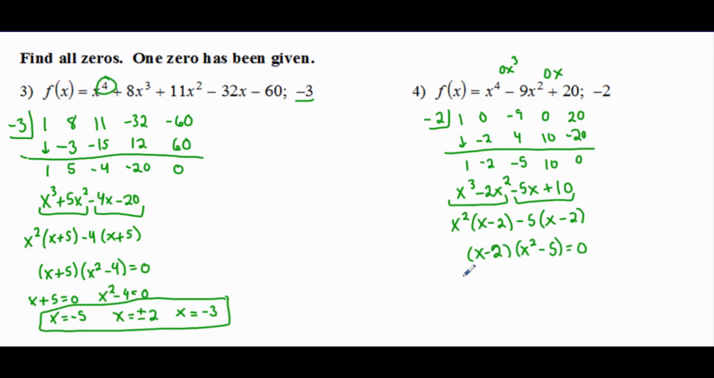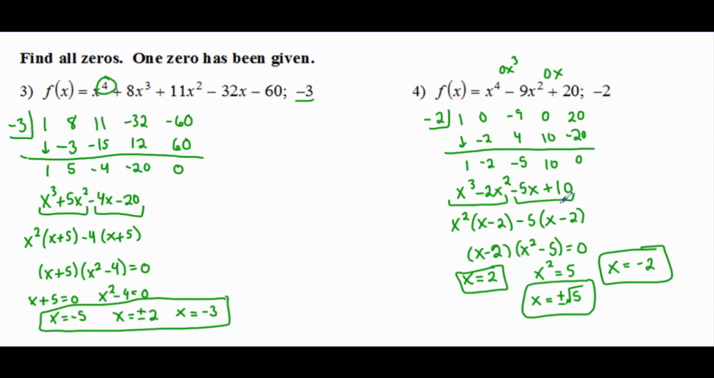So the first part gives me x equals 2. When I do x squared minus 5, I have to add the 5 over and then square root both sides. So that gives me positive and negative square root of 5. Don't forget that because of the squared, when I square root, I have to put a plus and minus sign. And also, we know that x equals negative 2 from what they told us at the beginning.